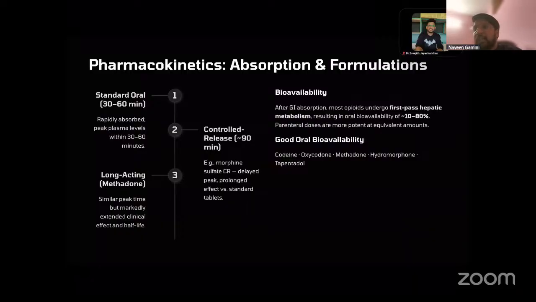All the opioids have to undergo first pass hepatic metabolism. So post the hepatic metabolism, they'll have an oral bioavailability of 10 to 80%. That's the reason parenteral doses are more potent with the equivalent amounts. Next, the following are the few opioids which have good oral bioavailability, which are codeine, oxycodone, methadone, hydromorphone, and tapentadol.